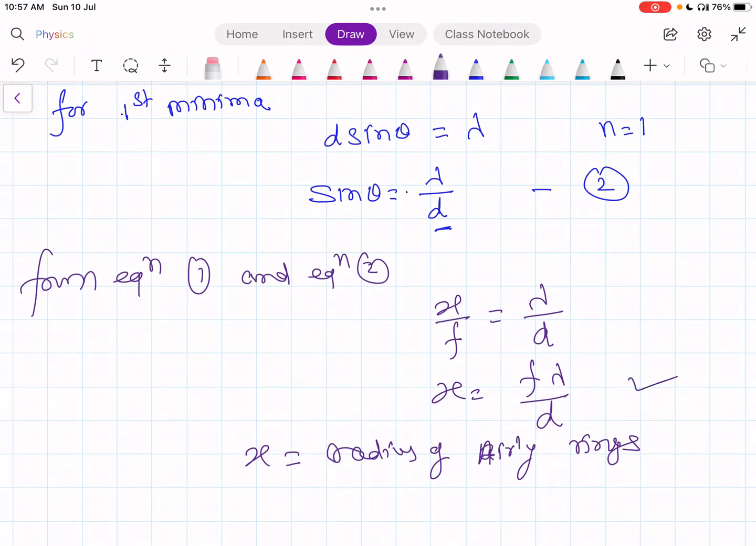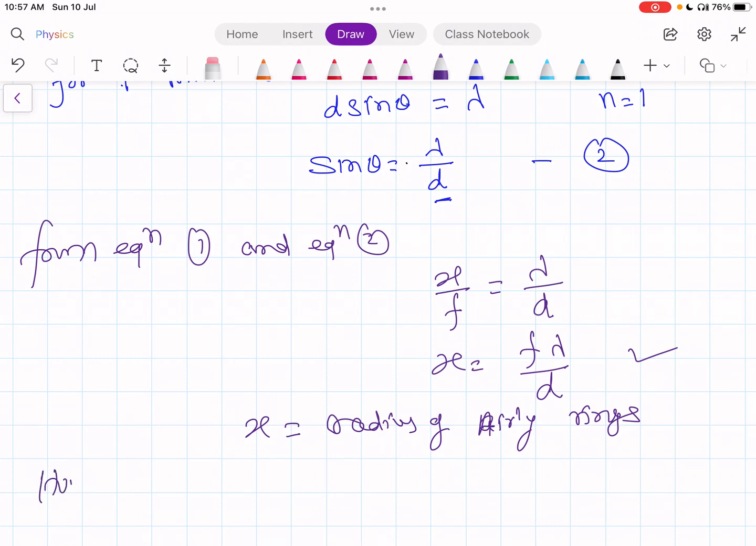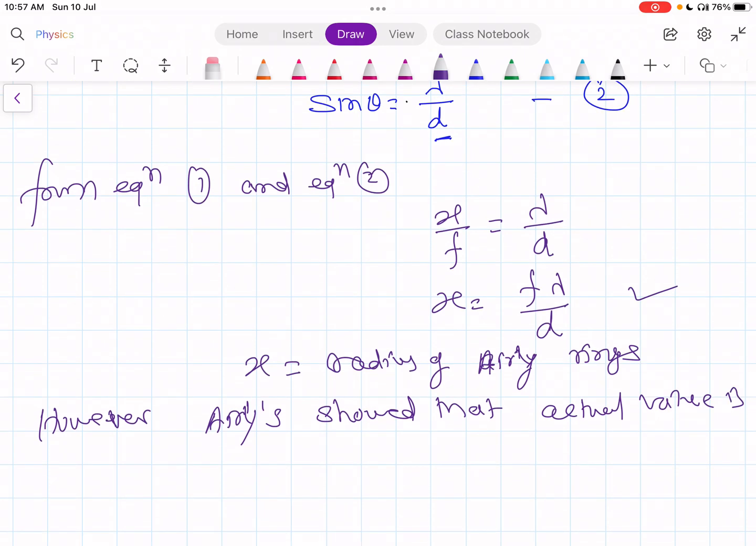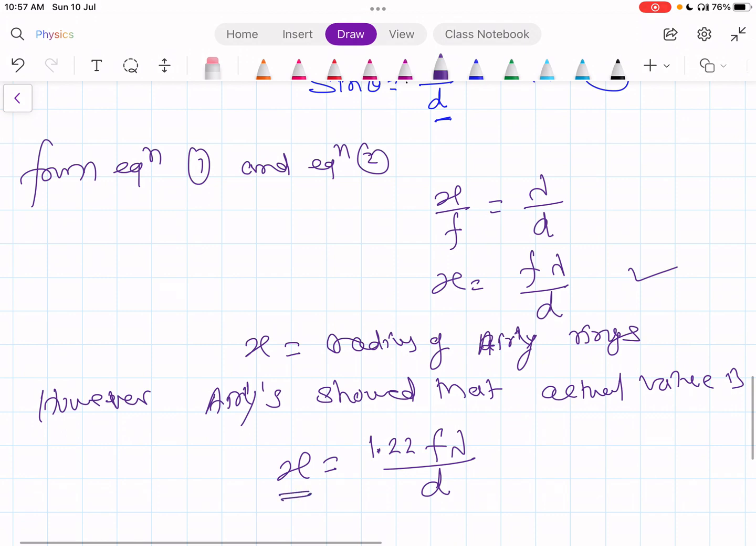However, this is what we get from these calculations. But Airy, the scientist, showed that the actual value is not x equals f lambda upon d. The actual value has a correction of 1.22, so the radius of the Airy ring would be equal to 1.22 times f lambda upon d.